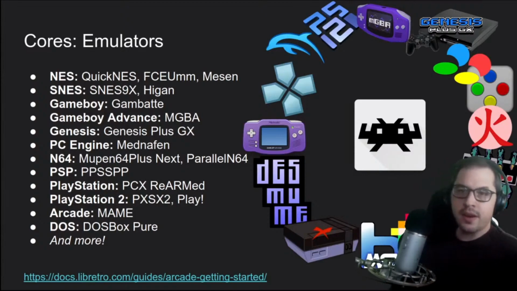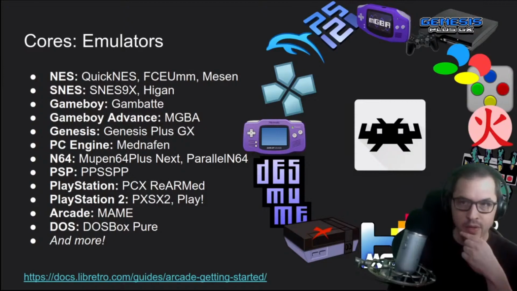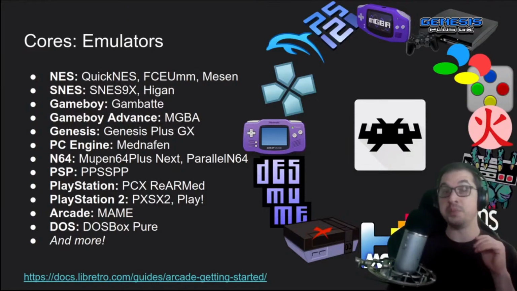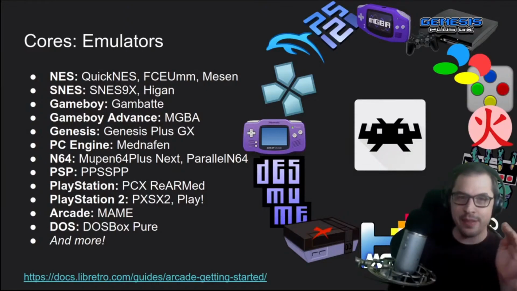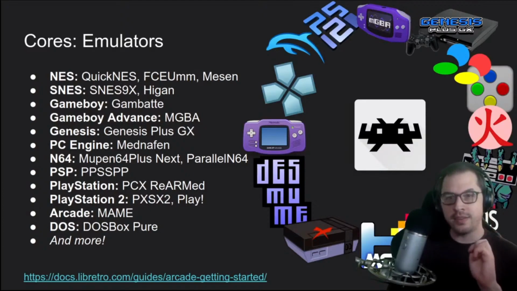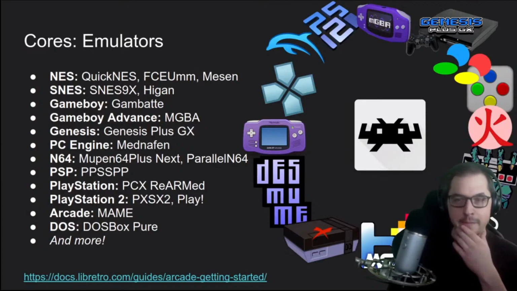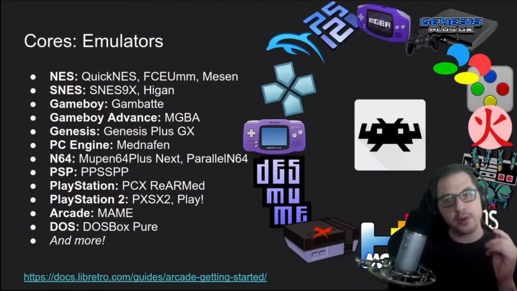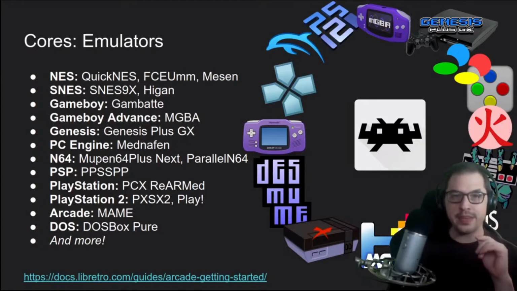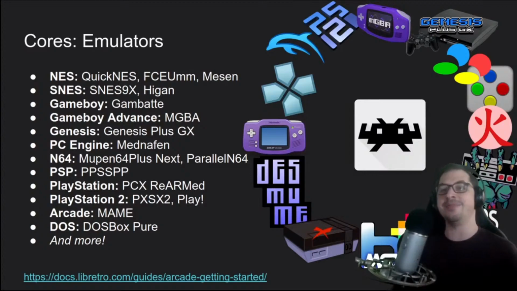DOSBox Pure is also one of the most recent cores added to this list, and it kind of blows my mind. It gives you the ability to load DOS games directly from a zip file, adds cheat support, and having the ability to rewind directly in a DOS game is hilarious to see as well. So cool. You should definitely check it out.